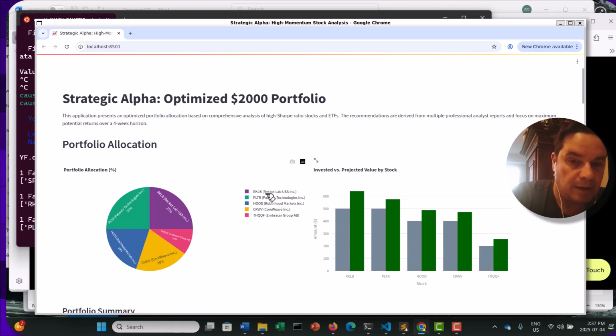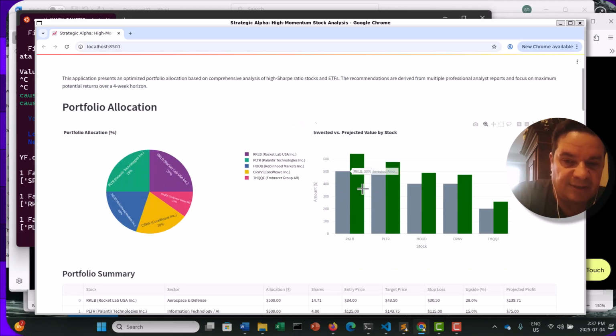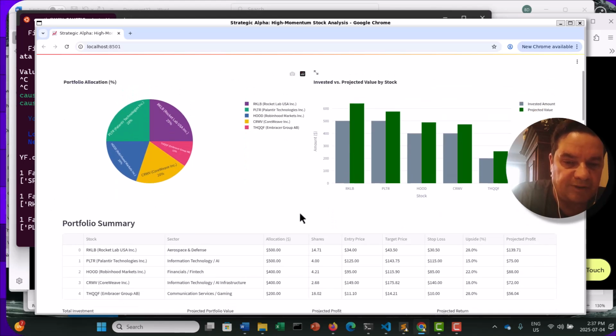So this is using the most high performing stocks out there. And this is them: Rocket Lab, Palantir, Robinhood, CoreWeave, and Raser. That's a software video gaming company out of Sweden, and that doesn't have a lot of volume to it. But this is the projected right now of each one. Okay. So the overall performance is going to be this.